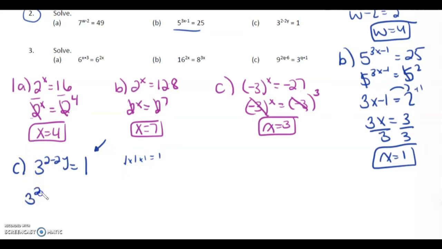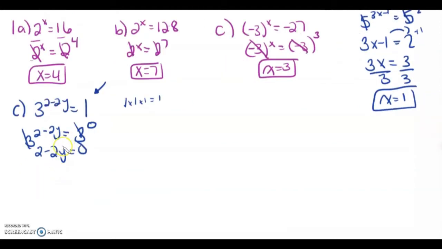Okay, so think of it like this. 3 to the 2 minus 2y equals 3 to the what exponent? Well, any base to what exponent equals 1? 0. Okay, so we can cancel those out. We get 2 minus 2y equals 0. And then we can bring this over. We get 2 equals 2y, and then divide out. We get y equals 1. So anytime you see a 1, we know that it's that number raised to the exponent 0.